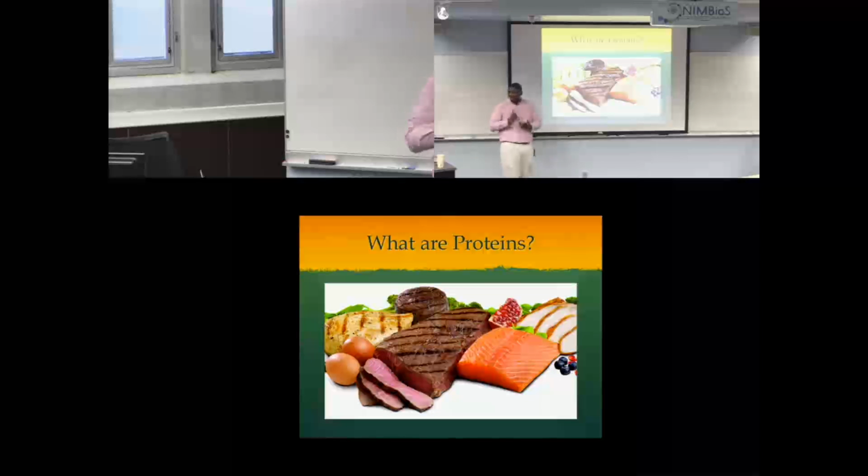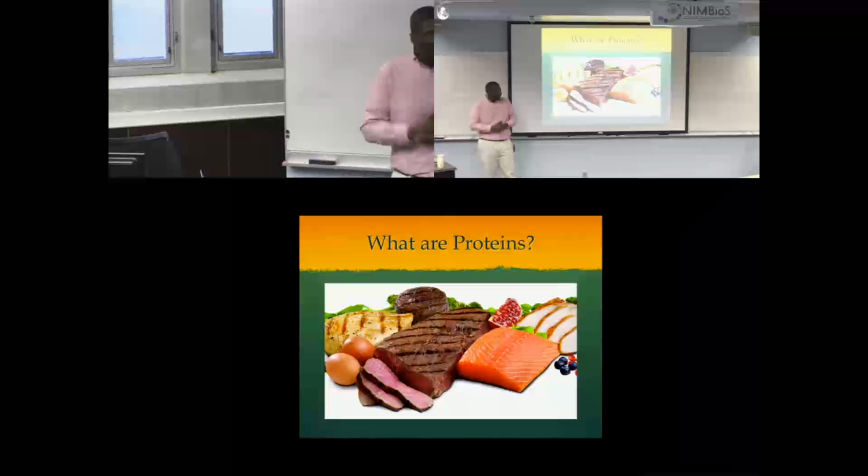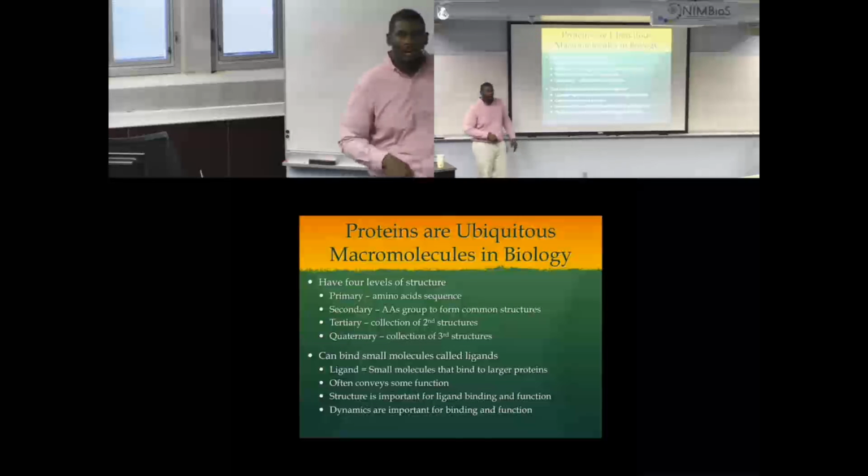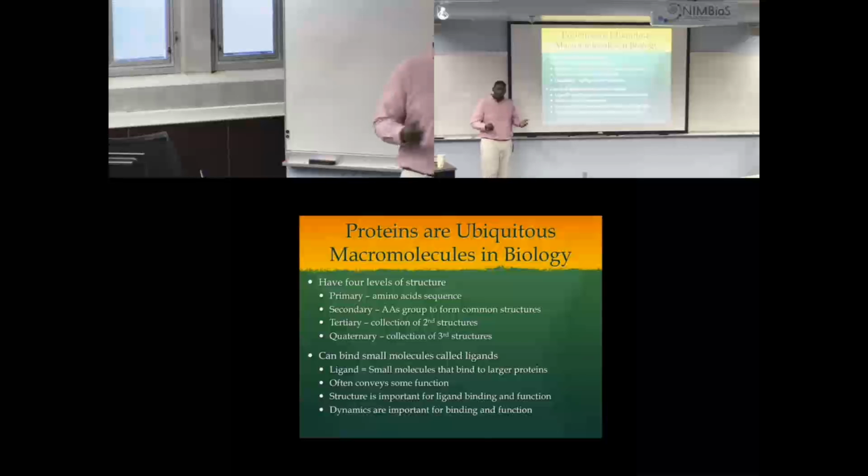And proteins are really important, and there's a lot of biology going on, a lot of research going on proteins. Why? Because they are the most ubiquitous of the macromolecules. Well, I won't say most, but they are a ubiquitous macromolecule throughout biology, okay? So proteins have 4 levels of structure. We're going to start small.